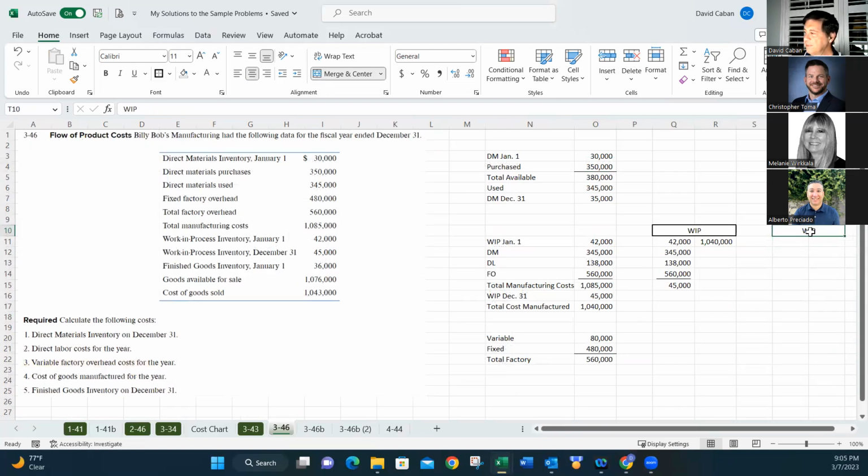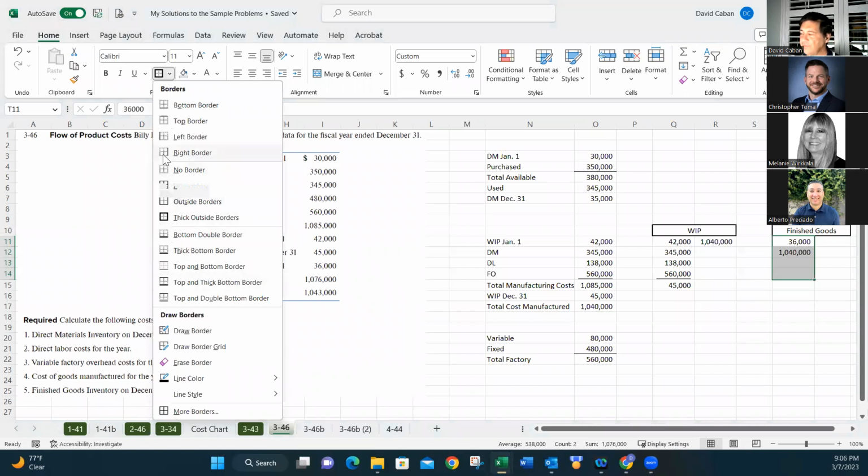So this is telling me that my finished goods started, it probably gives me a starting inventory, yes. Started with 36, and I transferred 1,040,000. I know that because I already calculated that in the previous step, right? 1,040,000. Now it's telling me that I sold 1,043,000. So if this is a GL, let me put the line here.